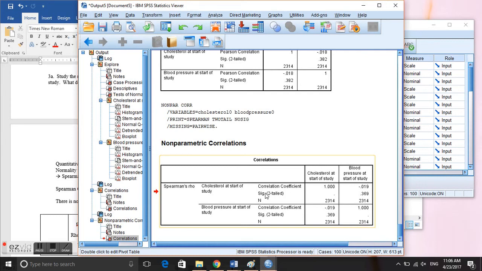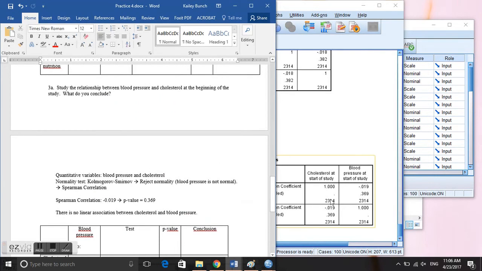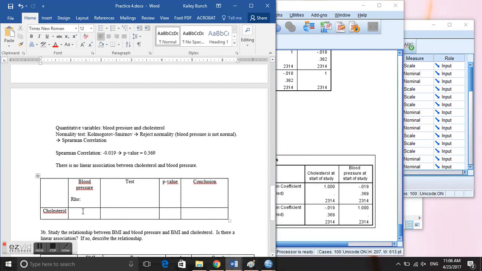And the p-value is here, significance, two-tail, 0.369. It's not statistically significant. So we would say there is no linear correlation between these two. And we would write the Spearman's rho here, which is negative 0.019. The test that we used was the Spearman's correlation. The p-value was 0.369. And the conclusion, I would say, is blood pressure and cholesterol are not linearly correlated.